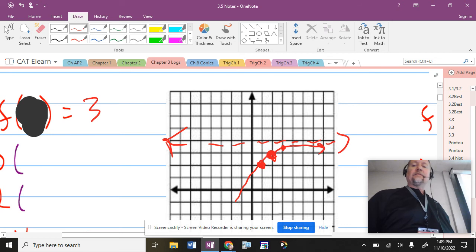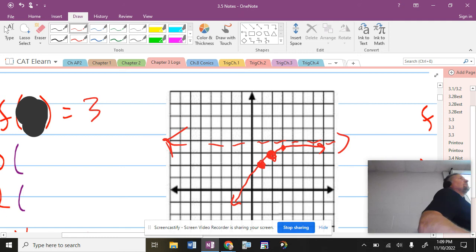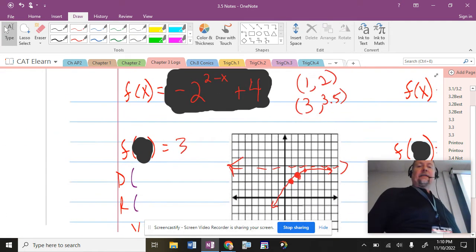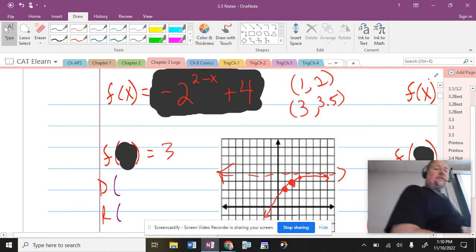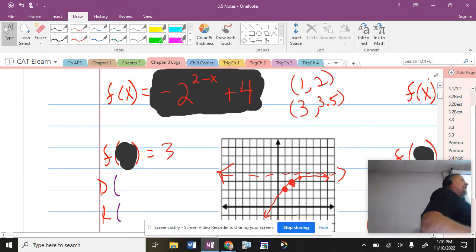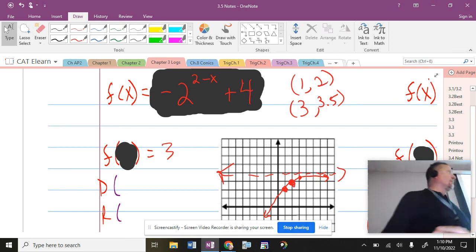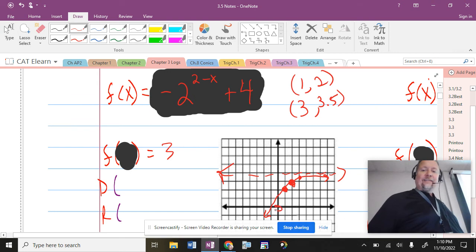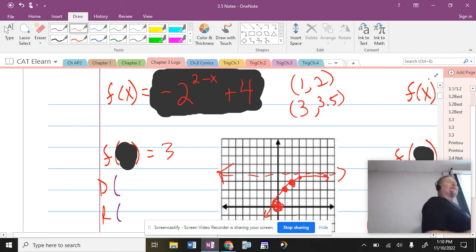Be nice to plug in 0 for x and get the y-intercept, and that would have been doable. All right? Definitely would have been doable. Right? Let's see if I can hit that. 0. 2 minus 0 is 2, sorry, never was good at math. 2 squared is 4. Oh, yeah, negative 4 plus 4 is 0. Well, thanks for coming. All right, so that would actually be a point right there.